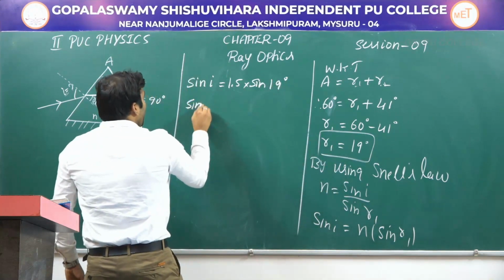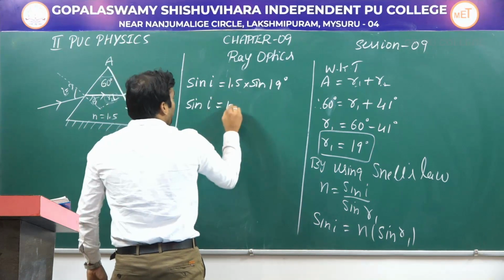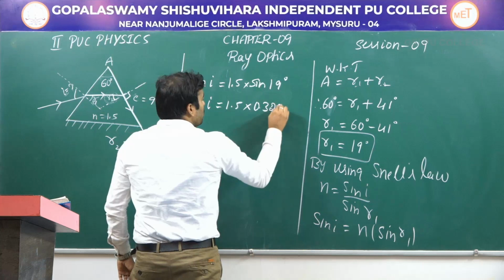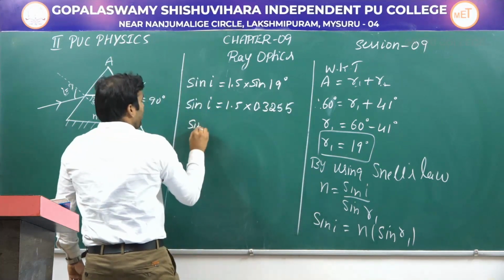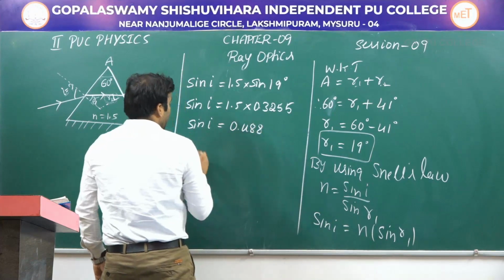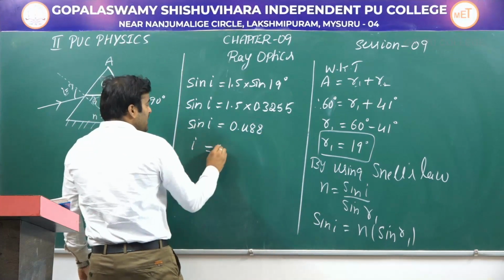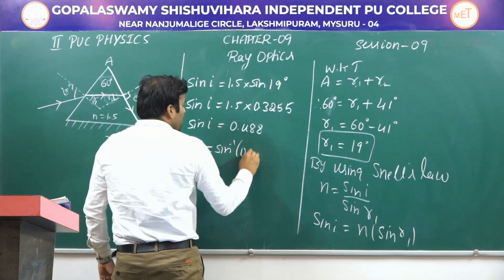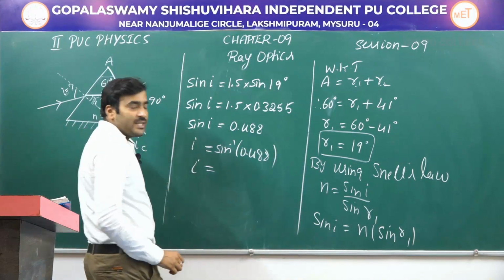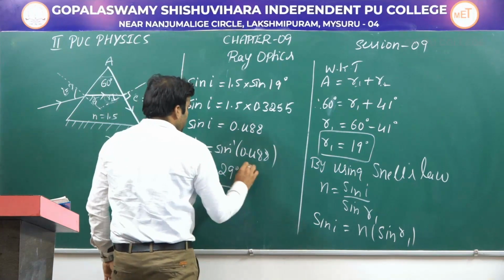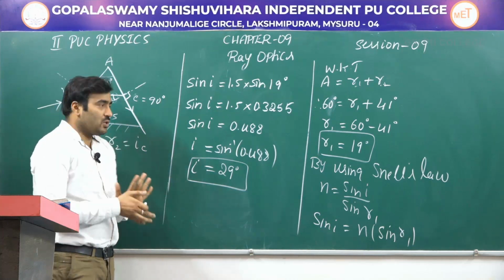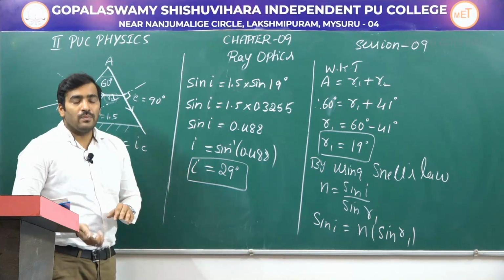So sin I equals 1.5 into sin 19 degrees is 0.3255, and therefore sin I will be equal to 0.488. If I want the angle of incidence, I can do sin inverse of 0.488, and finally the value of I is found to be 29 degrees, correct? So we got the value of the angle of incidence. So that's all. Now let us move on to the next problem.